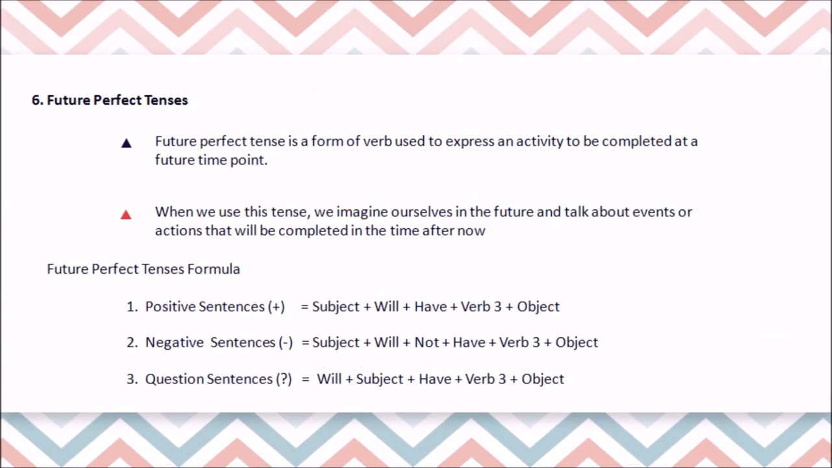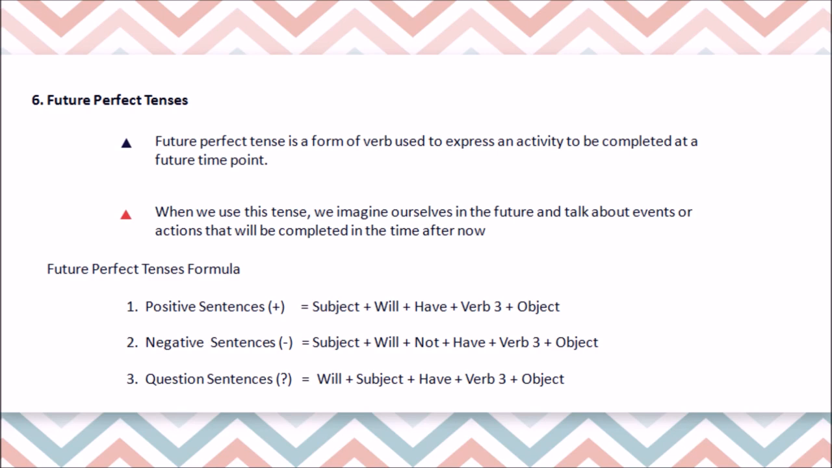The next is future perfect tense. Future perfect tense is a form of verb used to express an activity to be complete at a future time point. When we use this tense, we imagine ourselves in the future and talk about an event or action that will be complete in the time after now.